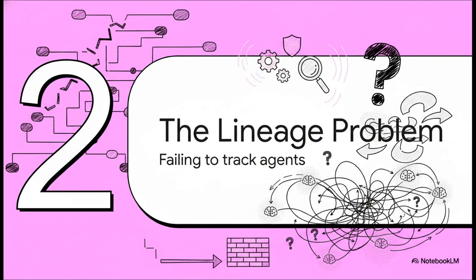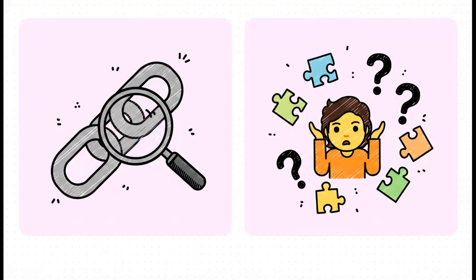Moving on to Section 2. The lineage problem, or essentially, why we are failing to track these dynamic agents. So the single hardest problem in this whole space is constructing accurate lineage between an API and the specific data set it's accessing. Because these agents are literally building their execution paths on the fly at runtime, traditional governance tools just kind of guess. They rely on what we call inferred linkage.